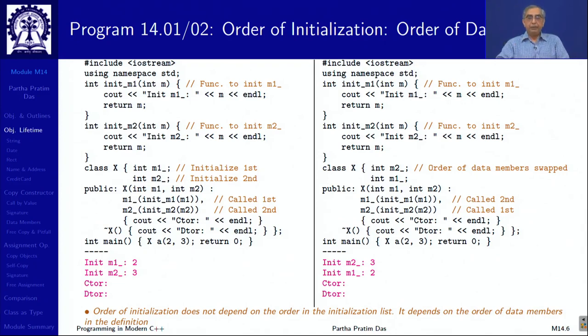But with a simple example, we try to illustrate the order in which they are constructed. Is it by the order in which you write them in the initializer list, or is it by the order in which you list them in the class definition?